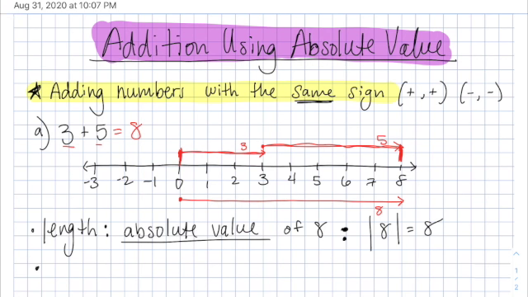The direction that the arrow goes determines if it's positive or negative. In this case, it goes to the right. So that means that it's positive. We don't write plus 8 to show that it's positive 8. We just write it as regular 8, just a normal 8.